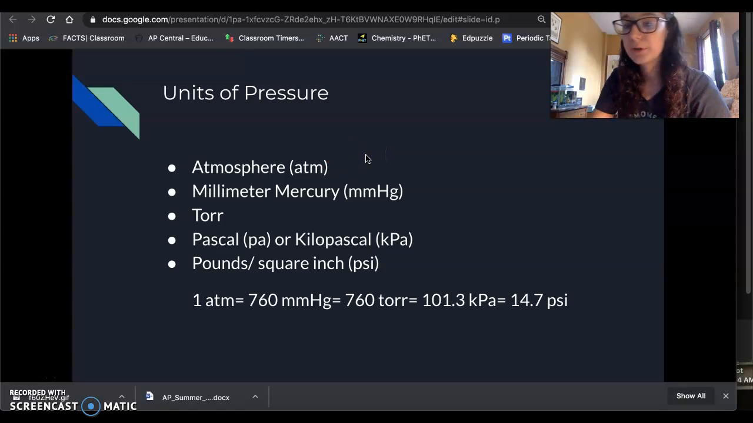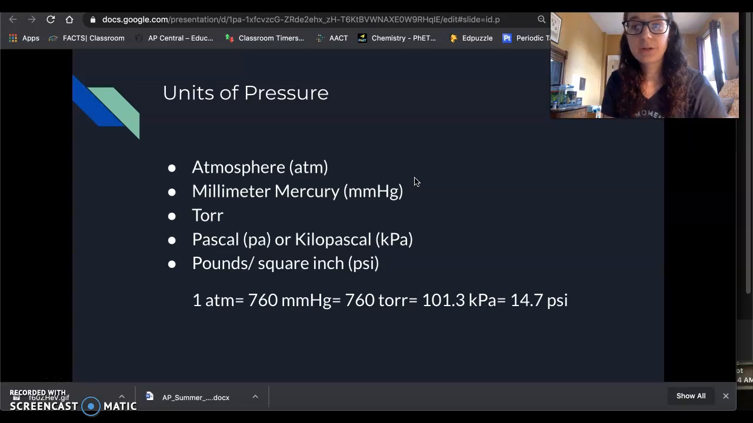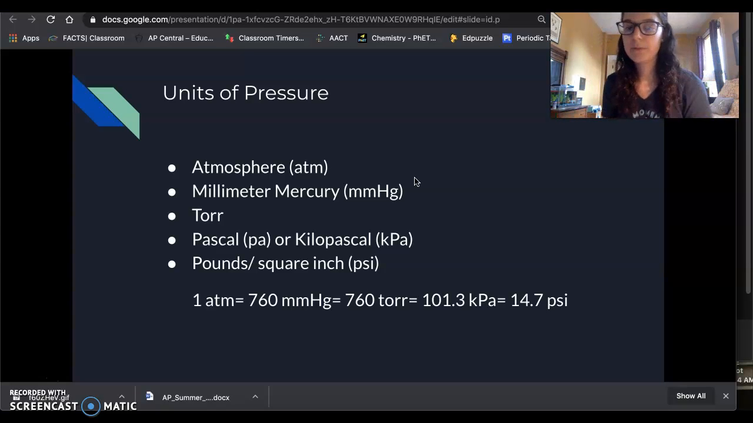Atmosphere, millimeter of mercury, which is mmHg, that refers to early barometers used to be filled with mercury, and then the pressure exerted would change the level of mercury in a tube. So that's where millimeters of mercury comes from. Torr is basically another word for millimeters of mercury because it's the same measurement. One's just named for a scientist and one's just based on the barometer, reading it, millimeters of mercury.